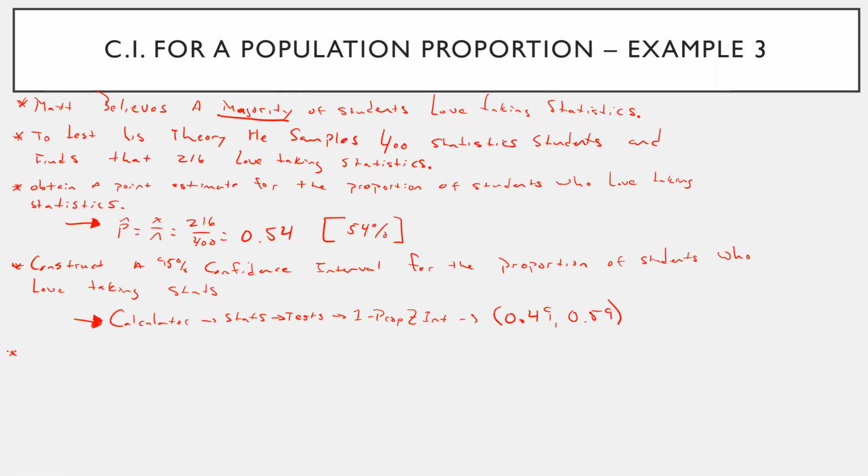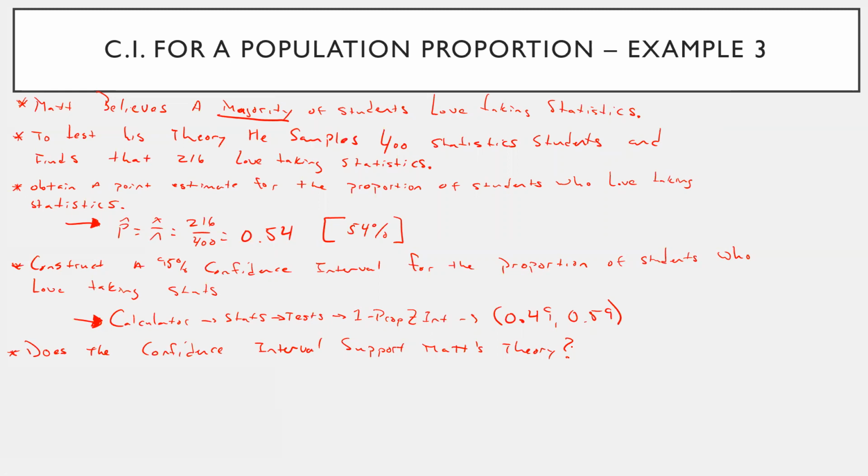So now here's my question. Looking at this confidence interval, does the confidence interval support Matt's theory? Yes or no? What do you think? Yes, because his estimate falls within that interval. Okay. All right. Anybody else? Well, no. Isn't the majority over 50% and the lower is under 50%?